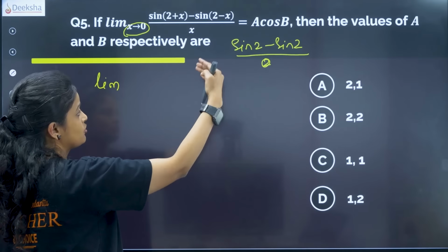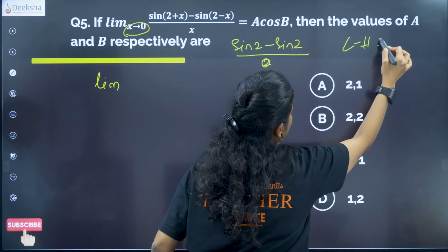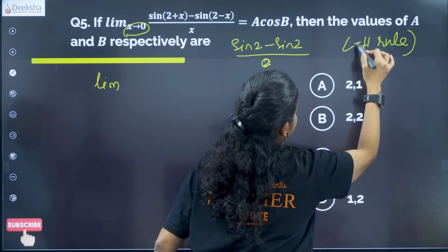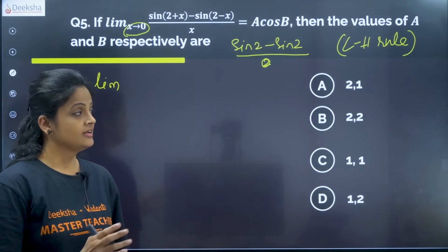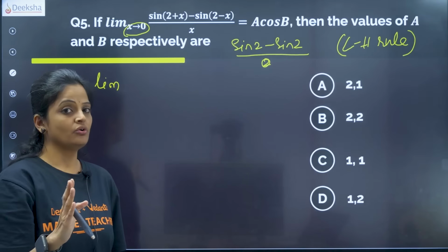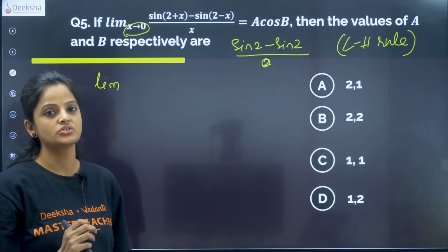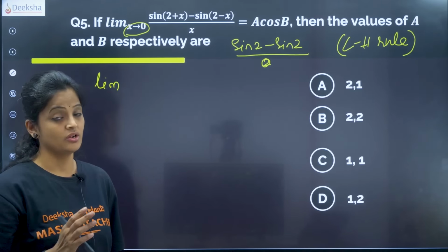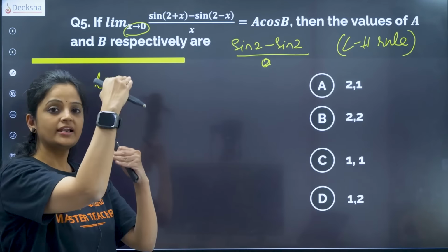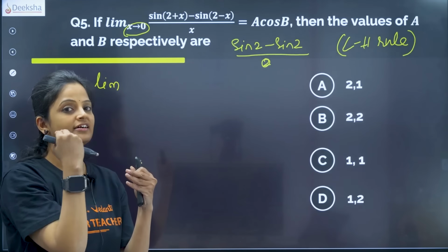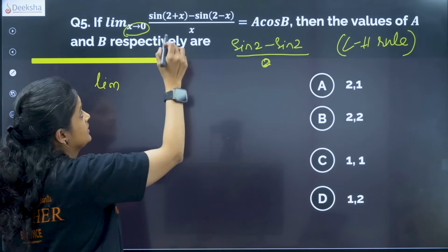When I am getting 0 by 0, I can use L'H rule, right? This is a very important rule we have in this chapter, L'H rule. If you don't know, you must learn this L'H rule, because many questions can be solved using it. What is this rule? According to L'H rule, we can separately differentiate the numerator as well as the denominator. Okay, separately we can differentiate.